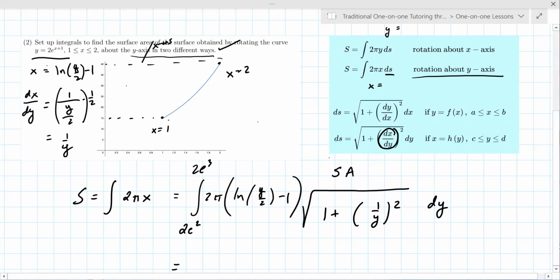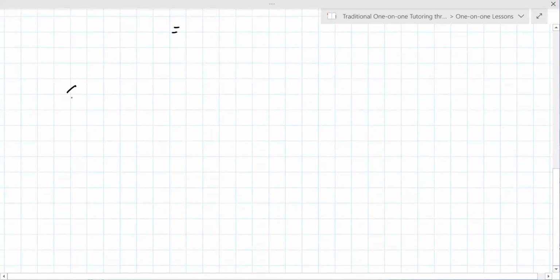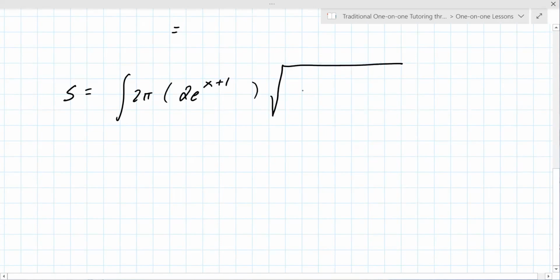So then if we go the other way, if you still don't have that up in front of you, it's still the integral of 2 pi, but then we have the y, which is given as 2e to the x plus 1, and then the square root of 1 plus, and then we need to take the derivative of this. So the derivative of that is just itself.